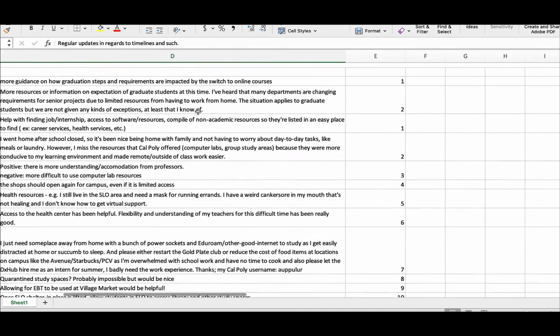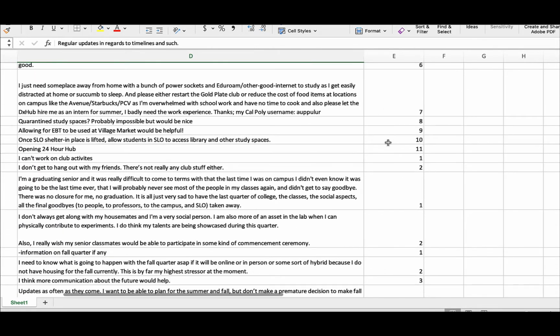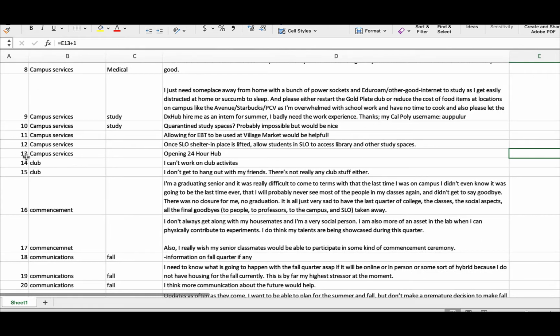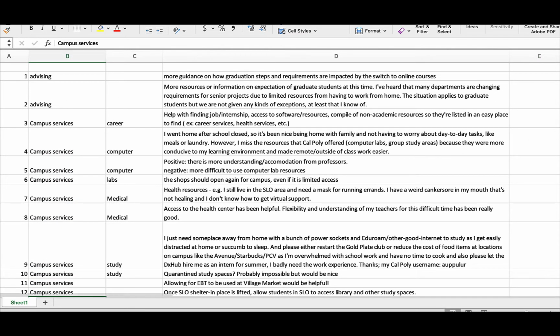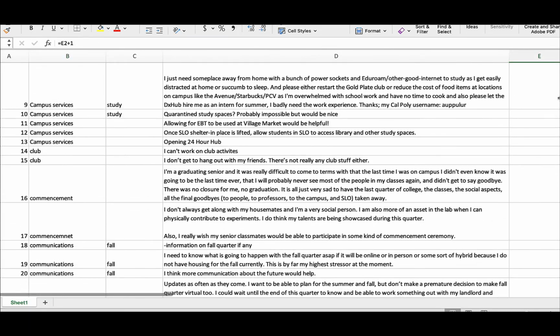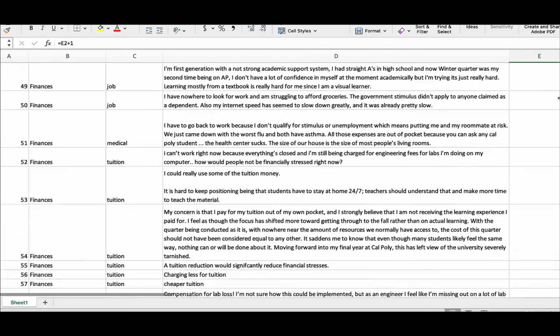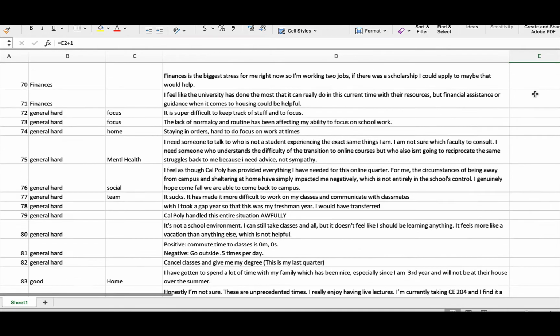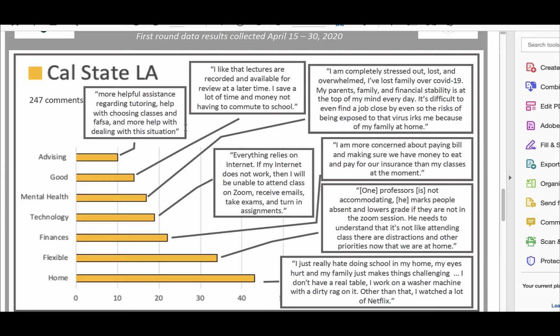And then over here I actually counted how many comments talked about campus services. There were 2 on advising, 11 on campus services, and finances. You can see there's a lot of comments on finances. There were 20 comments on finances. And then I translated that into this plot. And then I have advising, there were 10 comments on advising. Actually, it said there were 2.